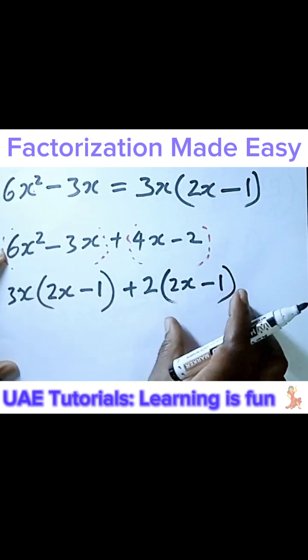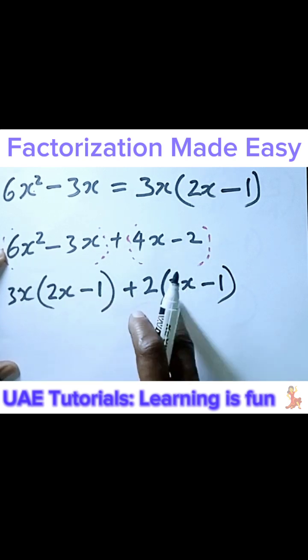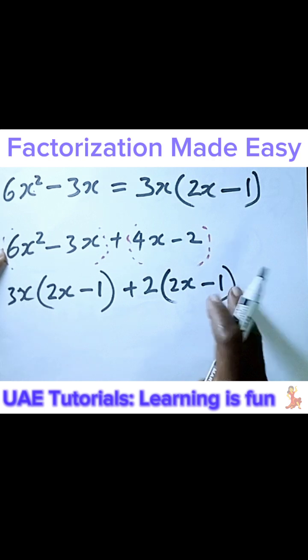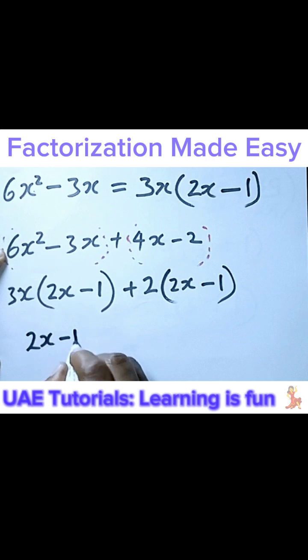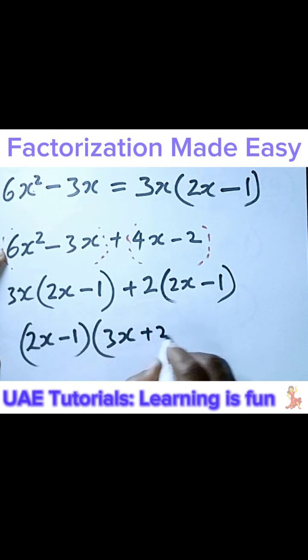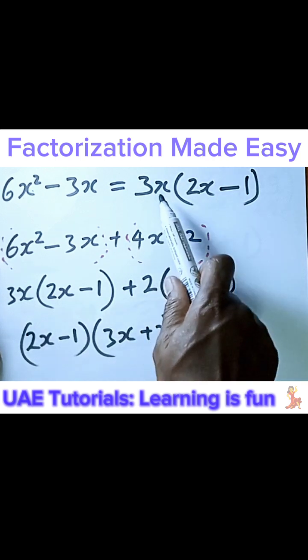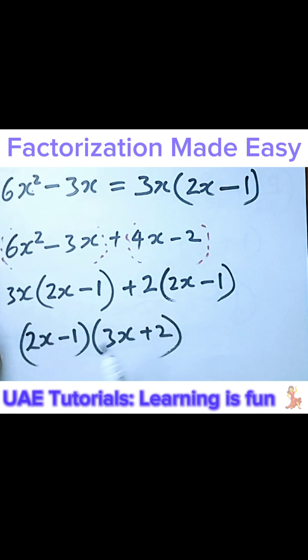So now that I have this, you can notice that 2x minus 1 in this bracket is the same as 2x minus 1 in this bracket. So my answer will be 2x minus 1, which is common, times, you now bring what is outside the bracket, 3x plus 2. Now the beauty about factorization is that when you multiply the factors together, you will get the original expression. Here in this case, when you multiply these factors, you will get this original expression.